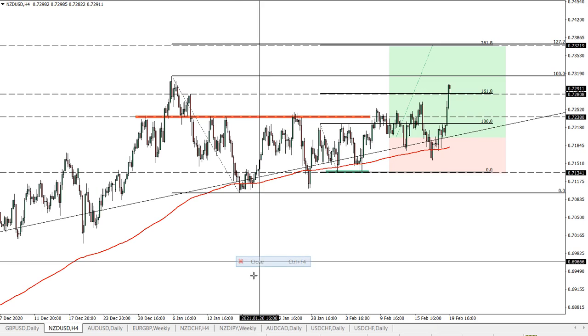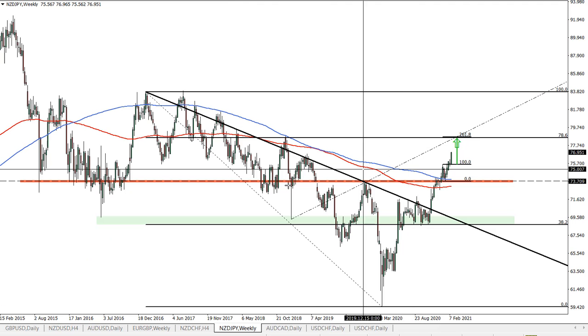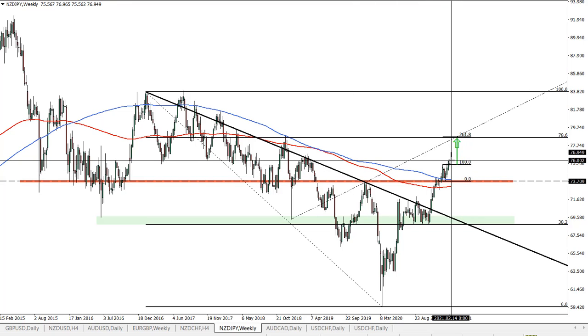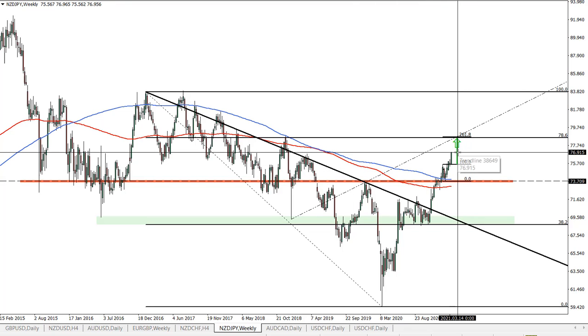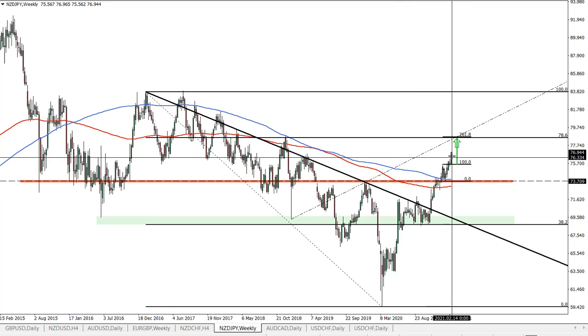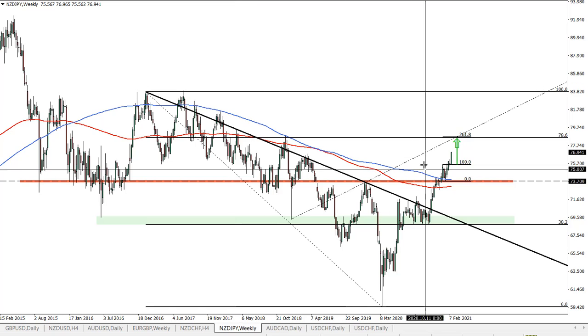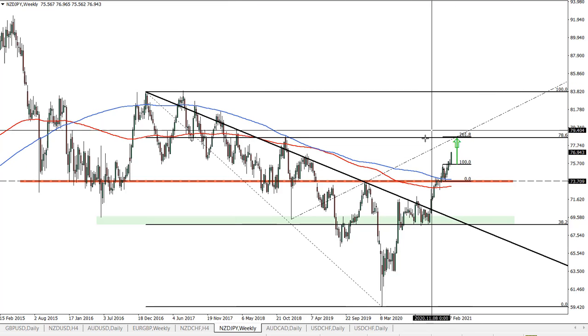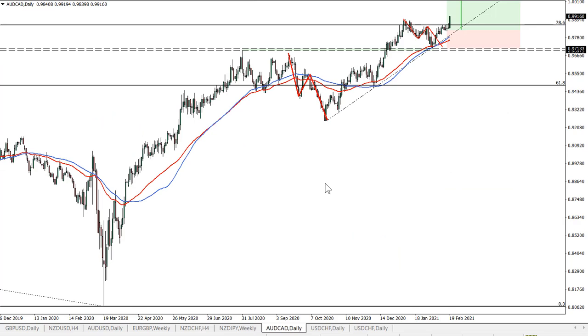So closing this chart, moving on to the New Zealand Japanese yen. Well, here we have still potential about 160 pips. This is driven, it seems, by the Japanese yen weakness. This still remains a valid analysis. We do expect the continuation of this move, and maybe next week the resistance will be tested.